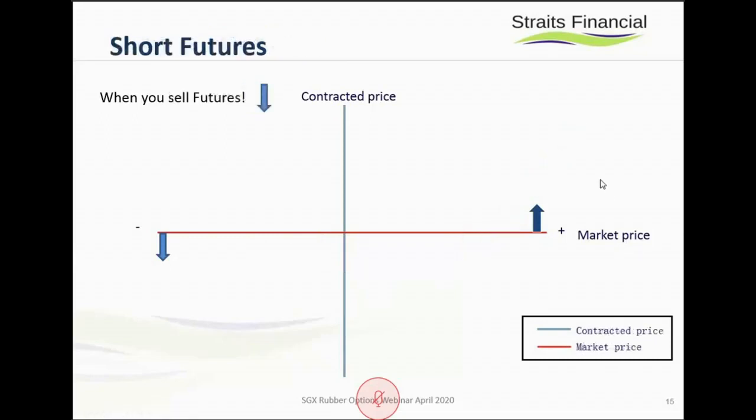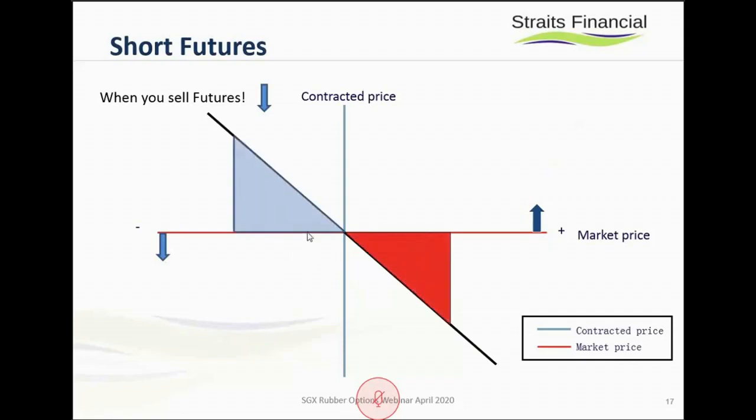Let's look at if you sell a futures contract. When you sell a futures contract, you expect the market to go down. So the graph looks like that. In other words, on the left-hand side, if prices go down, you make a profit. But on the other hand, if the market price starts to go up, then there will be losses as well.